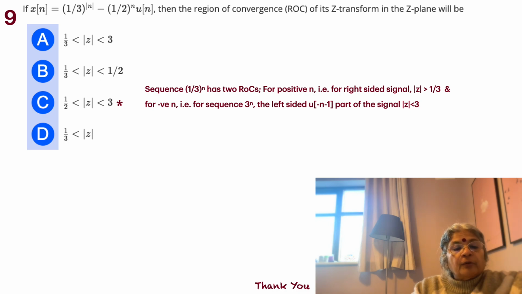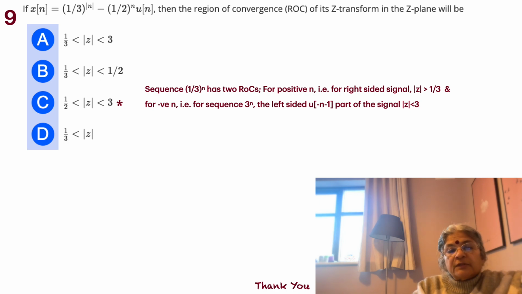When n is positive, the signal is the same as (1/3)^n. On the other hand, when n is negative, you take the absolute value, but then 1/3 becomes (1/3) raised to minus something, so it becomes 3. Okay, so this is what needs to be remembered in this problem. That's all that's required. And there's another component of the signal, (-1/2)^n u[n].